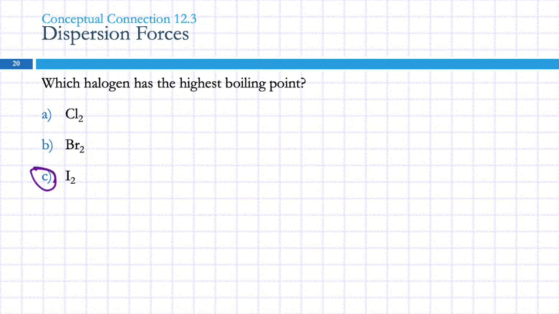So the I2 molecule, iodine, is 128 grams per mole, compared to bromine at 80 and chlorine at 35. So because this is larger and more easily polarized, we expect that it would have stronger dispersion forces and therefore a higher boiling point. Any questions?